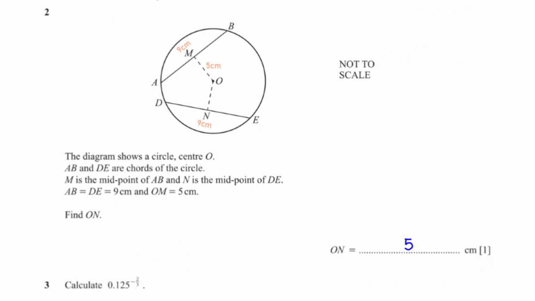The diagram shows a circle, center O. AB and DE are chords of the circle. M is the midpoint of AB and N is the midpoint of DE. AB equals DE equals 9 centimeters and OM equals 5 centimeters. Find ON. If two chords in a circle have the same length, then they are equidistant from the center. In this case, we know that chords AB and DE are equal in length. So if OM is 5 centimeters, then ON is also 5 centimeters.